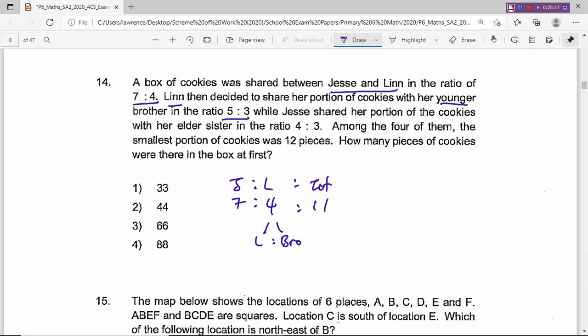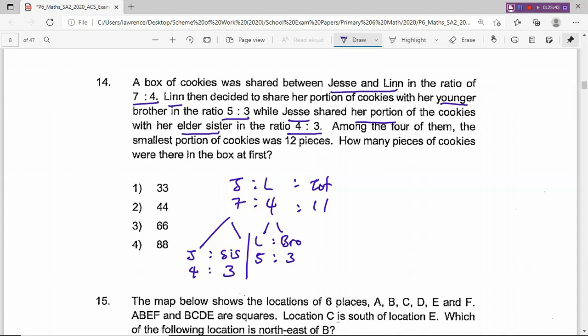And they decided to share the portion in the ratio 5:3. So 5:3. And Jessie shared her portion with her elder sister in the ratio 4:3. So you have Jessie with her sister, and the ratio is 4:3. Okay, so you break down the ratio.